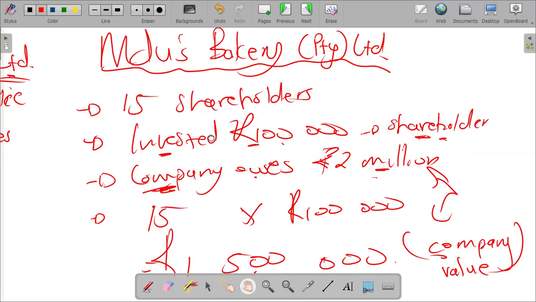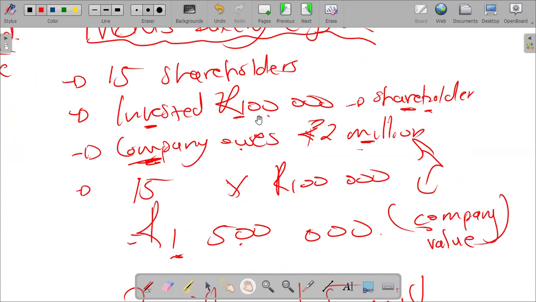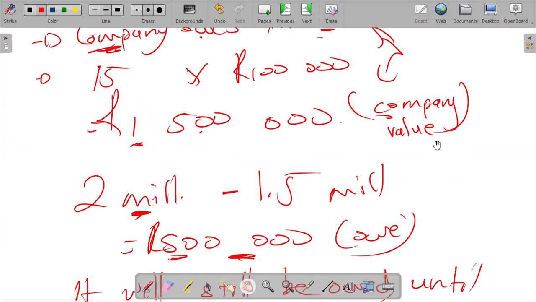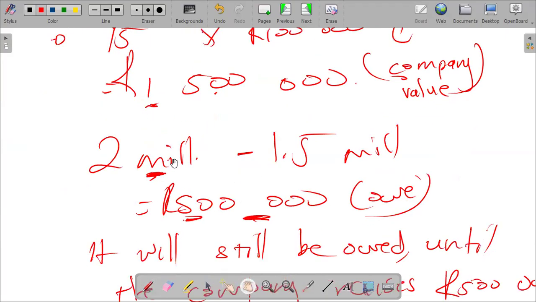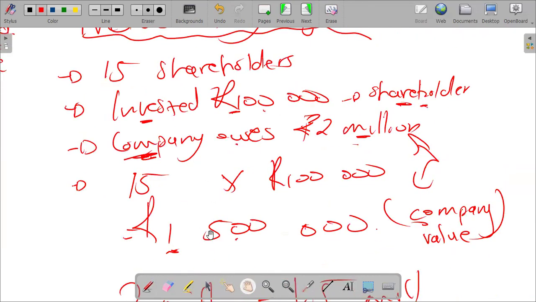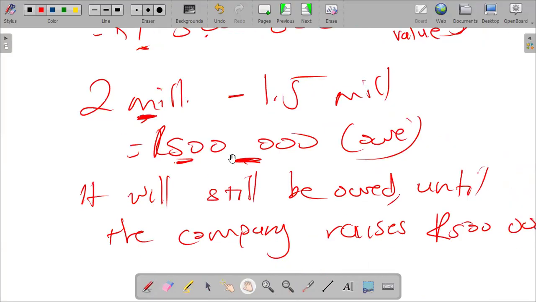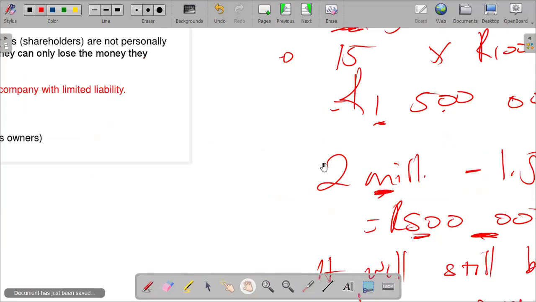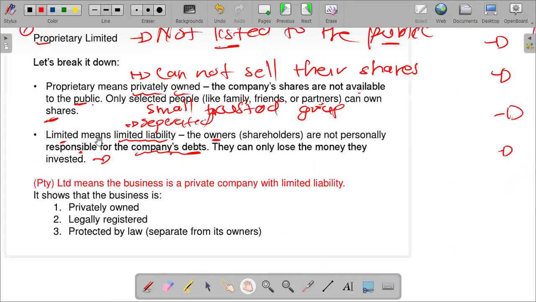Right? 15 shareholders, they invested 100,000. So this is the company value, the company that is in there. But now the company owes 2 million. And they tried to pay it with the company value money, but they couldn't finish the debt. Because they couldn't finish, the legal authorities cannot go to the shareholders and ask them to pay the full amount. They'll have to wait for the company to raise that 500,000.